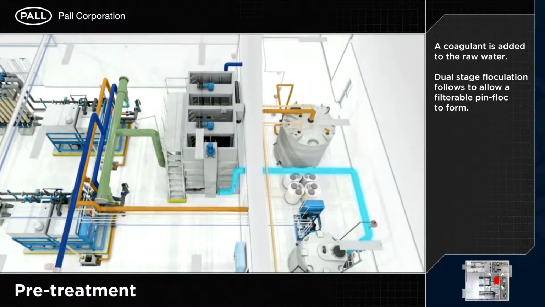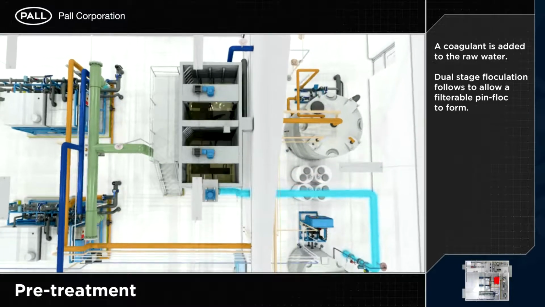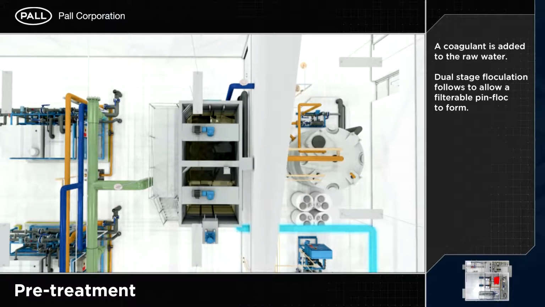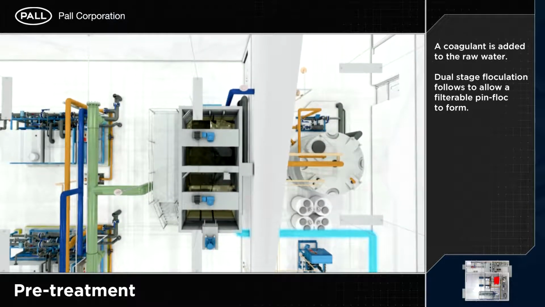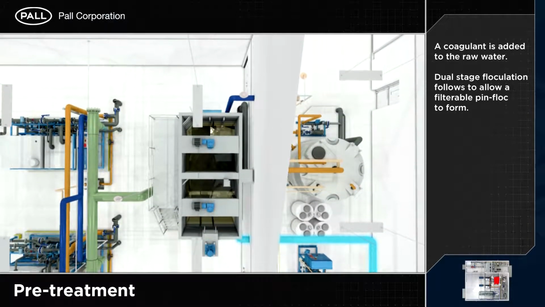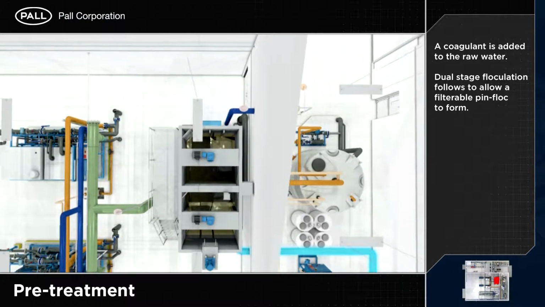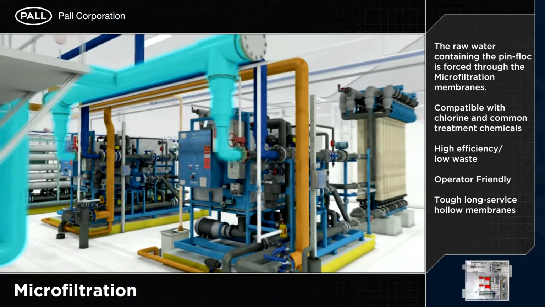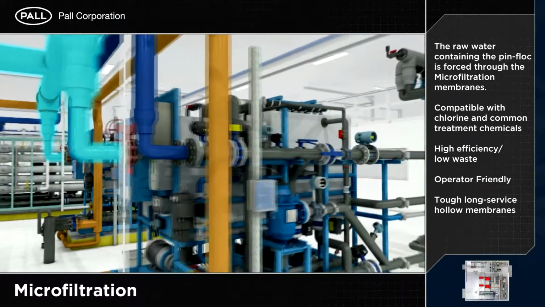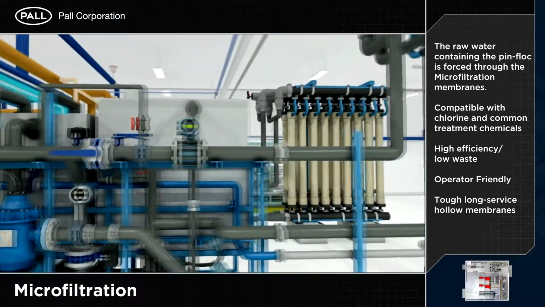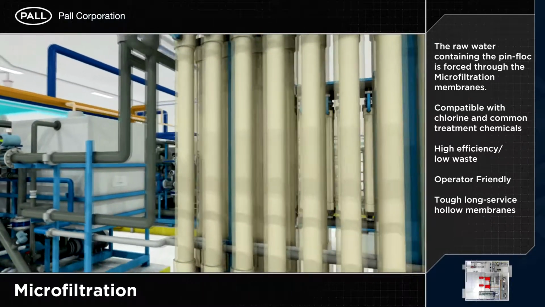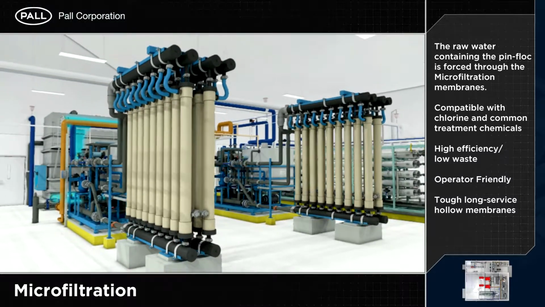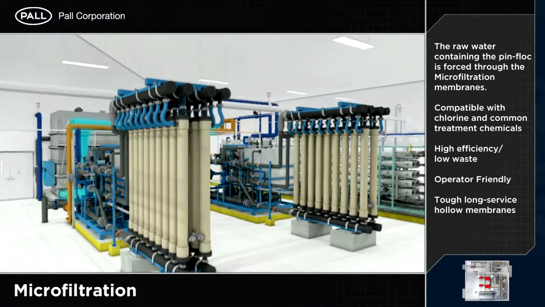A coagulant is added to the raw water. Dual-stage flocculation follows to allow a filterable pin floc to form. The raw water containing the pin floc is forced through the microfiltration membranes. Compatible with chlorine and most common treatment chemicals, the Aria system boasts high efficiency, low waste, and to boot is operator friendly.